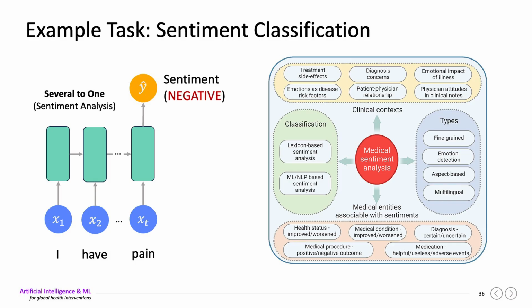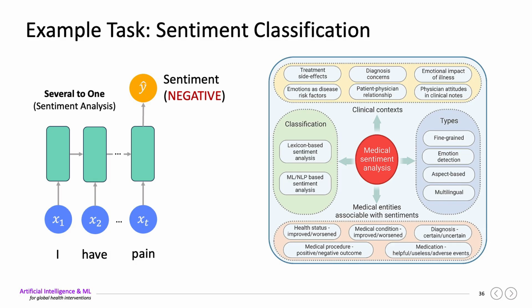Medical sentiment analysis connects three major dimensions. First, it operates within various medical contexts, including treatment side effects, any diagnostic concerns, the emotional impact of illness and disease risk factors, the patient-physician relationship, and physician attitudes recorded in clinical notes. Second, it involves different types of sentiment analysis tasks, such as fine-grained sentiment classification, emotion detection, aspect-based analysis that evaluates sentiments toward specific topics, and multilingual analysis across languages. Third, it can be implemented using different classification approaches, including traditional sentiment analysis, which can be lexicon-based, or modern NLP and other machine learning methods.